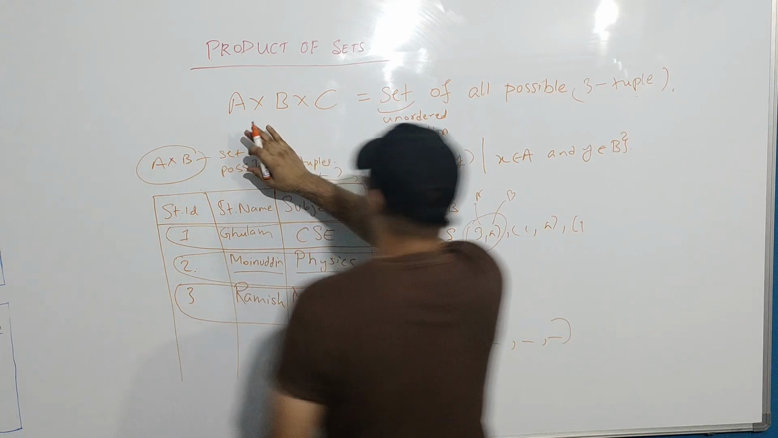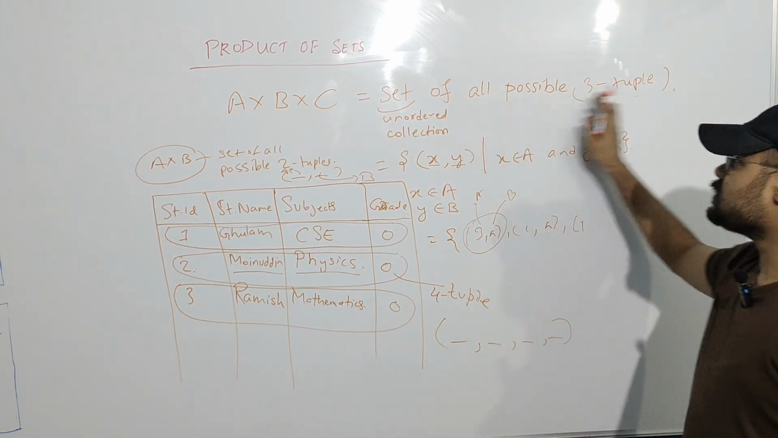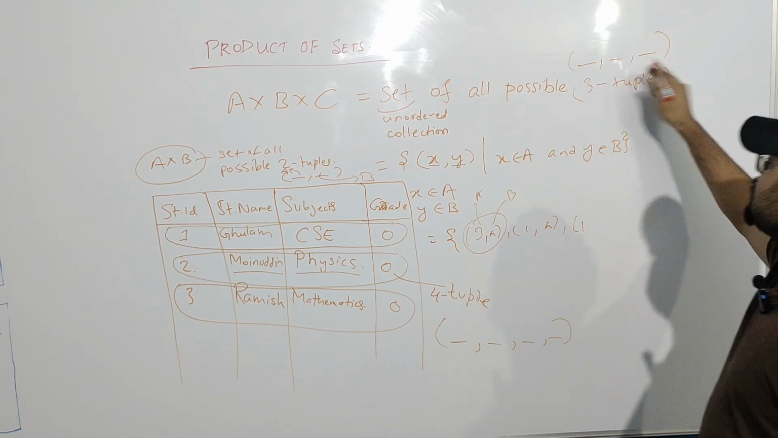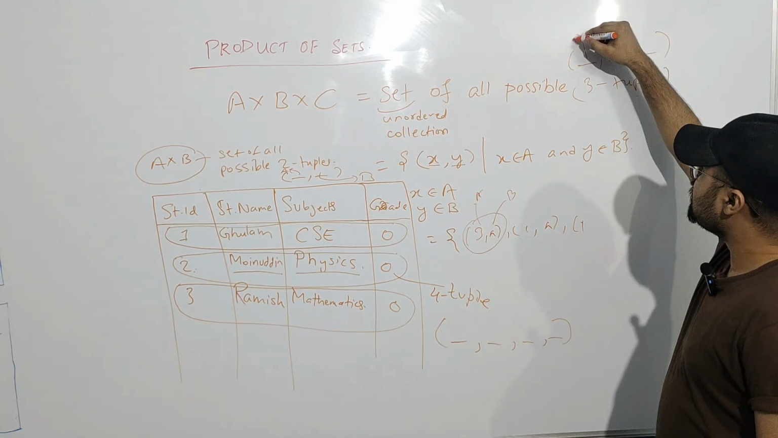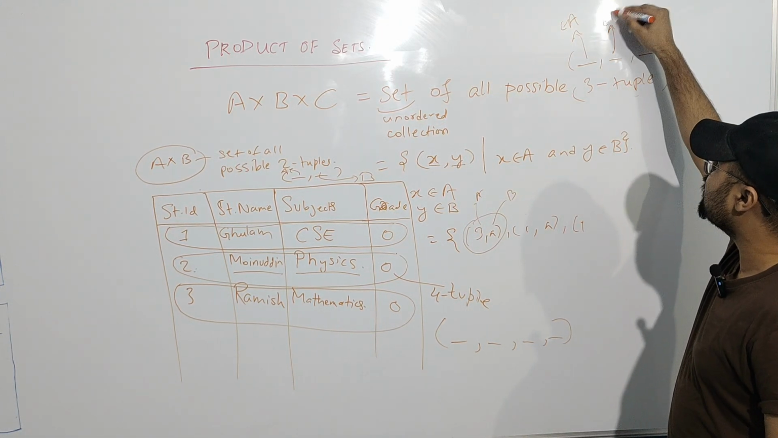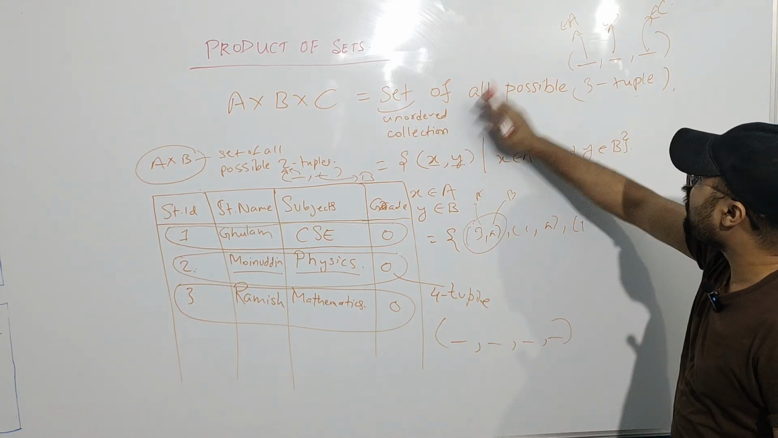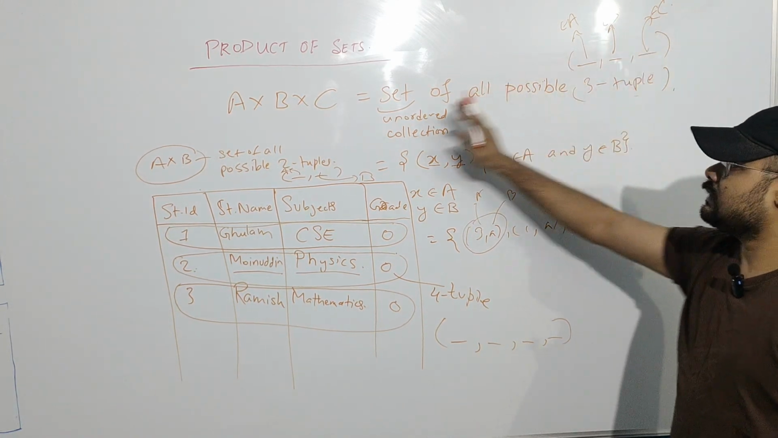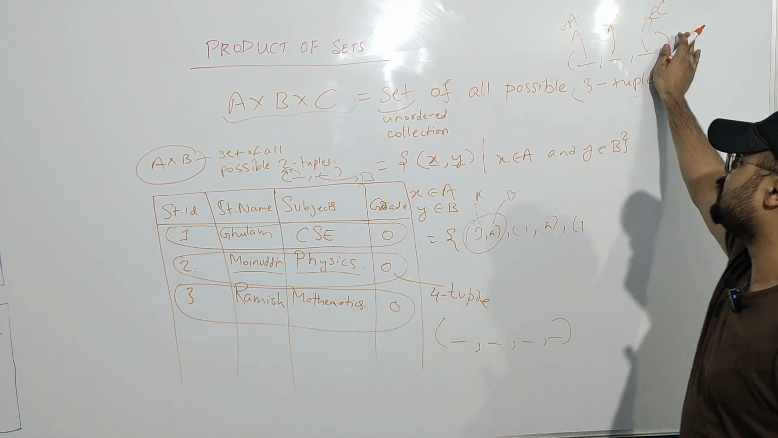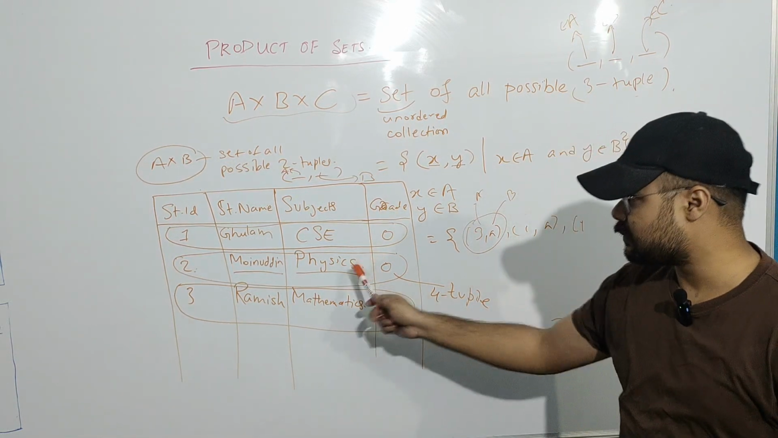Similarly, A cross B cross C is the set of all possible three tuples. Three tuple means you have three elements in a tuple, where the first element always belongs to A, the second element always belongs to B, and the third element has to belong to C. All such tuples possible form your product of sets. In database, when I start, I will again explain this.